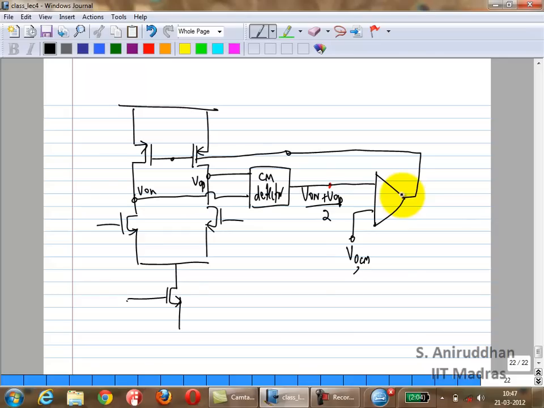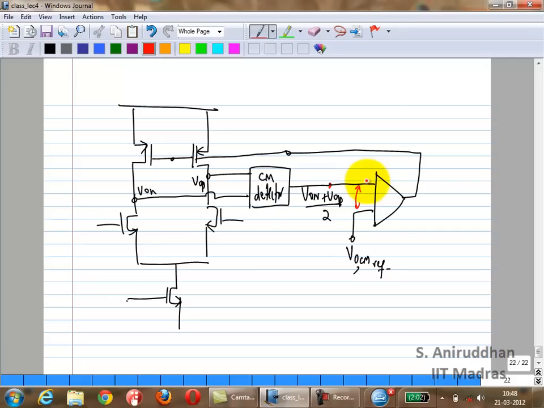Suppose I have some scheme like this. I have a common mode detector, something which senses the common mode level at the output. And I'm going to compare it to some reference. So this is the reference. What does this do? This is going to adjust the currents through the PMOSes, M3 and M4, such that these two voltages are equal, right?